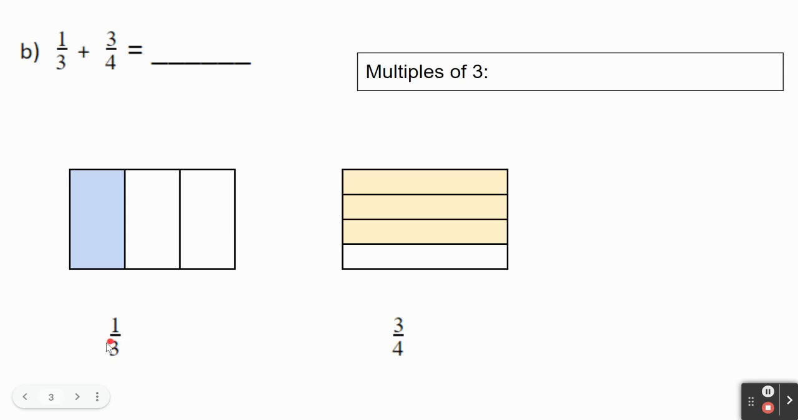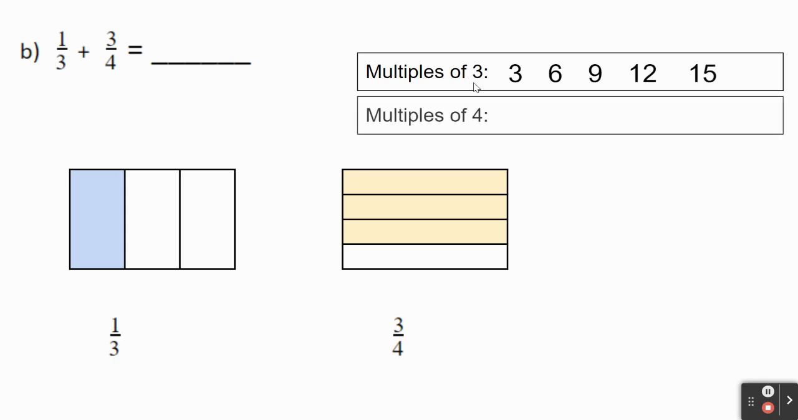denominator. Since 3 is the denominator of our first fraction, we're going to list out the first 5 multiples of 3. So we have 3, 6, 9, 12, and 15. Now we're going to list out the multiples of 4, since 4 is the denominator of our second fraction. Here we have 4, 8, 12, 16, and 20.